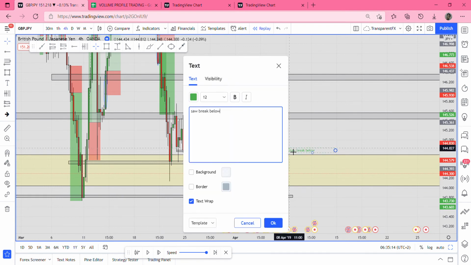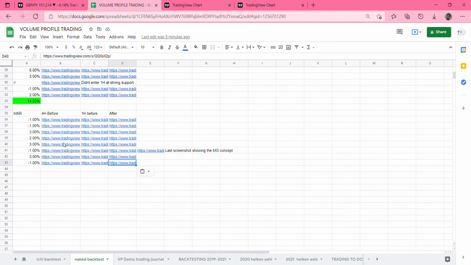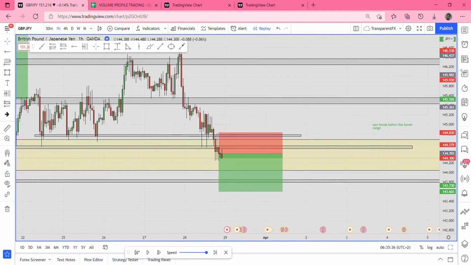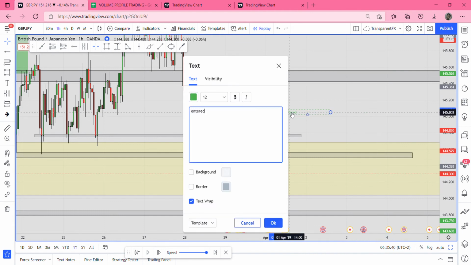So break below the lower range. Okay, let's type that out. Alt S. Control V. 1 hour time frame. How did I enter this? Enter after pullback. After a small pullback.